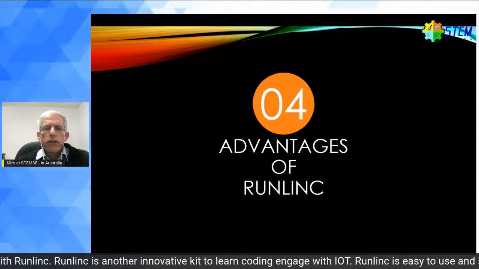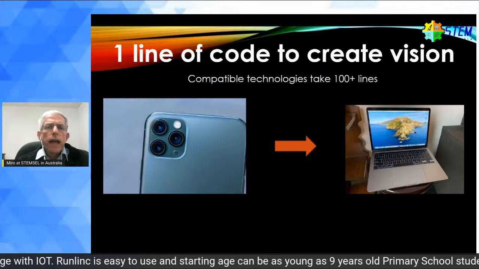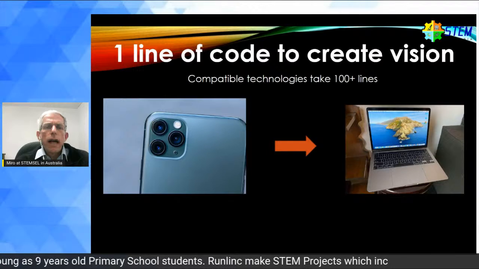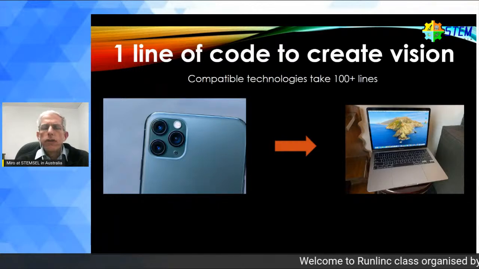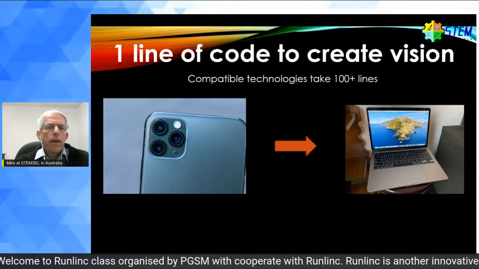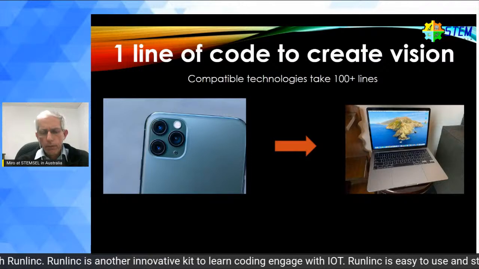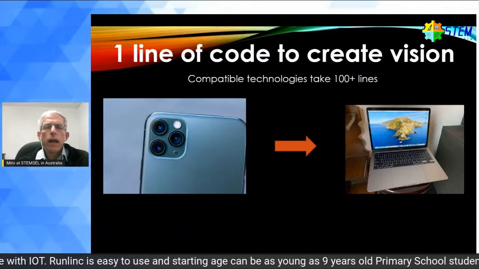So let's have a look at the advantages then of using this Runlink. The advantage is that it only takes hours instead of months to create the IoT AI web page. For example, if we have an intruder alarm as the project, then one line of code on that intruder alarm can actually create vision. On the alarm, we have a camera on the phone, and that camera will stream to the laptop. So you can go from the phone to the laptop, or from other cameras also to the laptop, with one line of code.